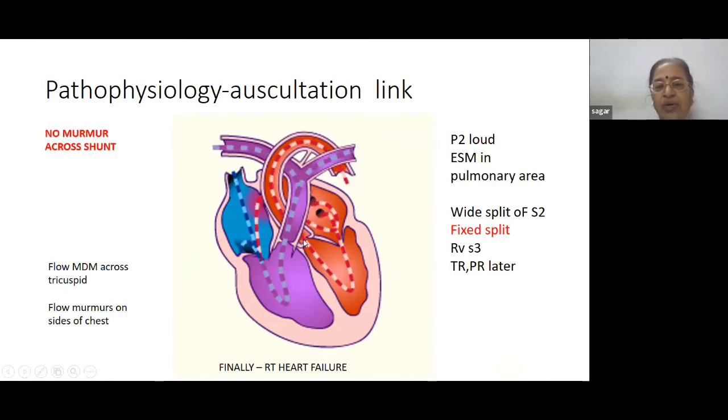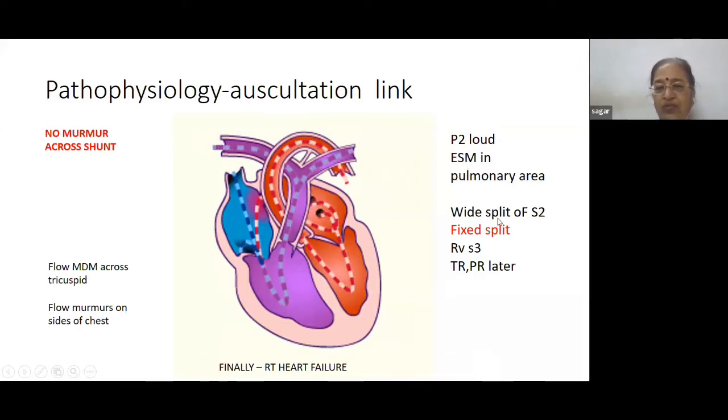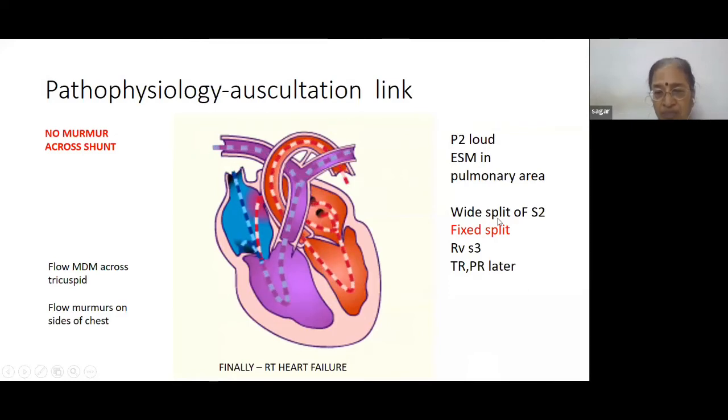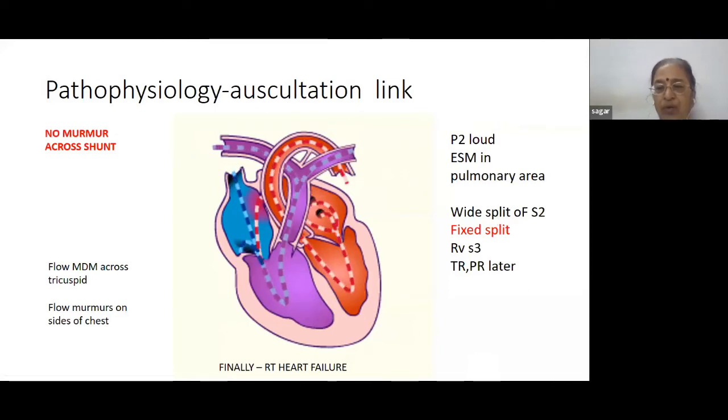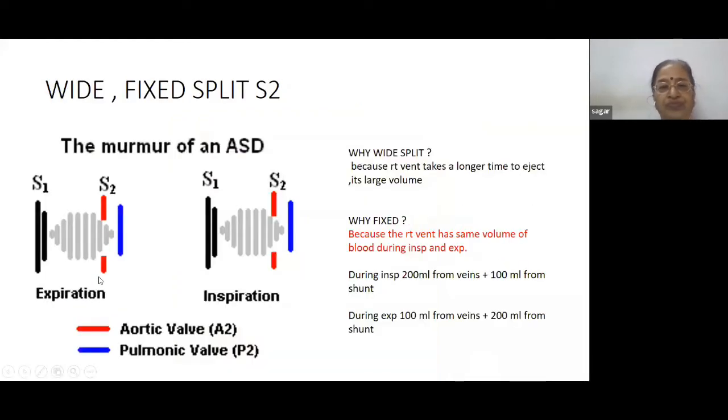So this is the summary of the auscultatory findings of an ASD. Remember, nothing across the shunt. All you get is the feature of a P2 loud, ESM, wide split because of the longer right ventricular systole, fixed split, about which we will talk, RVS3, PR and TR later, and the MDM across the tricuspid valve.